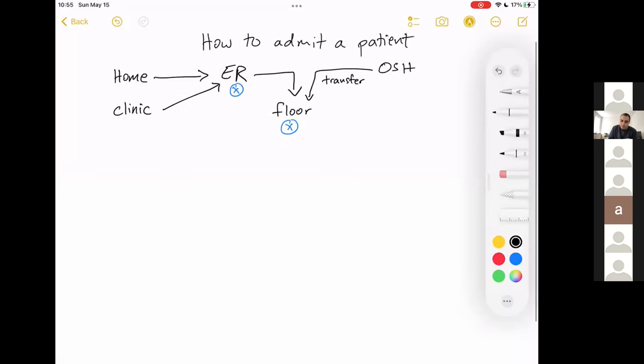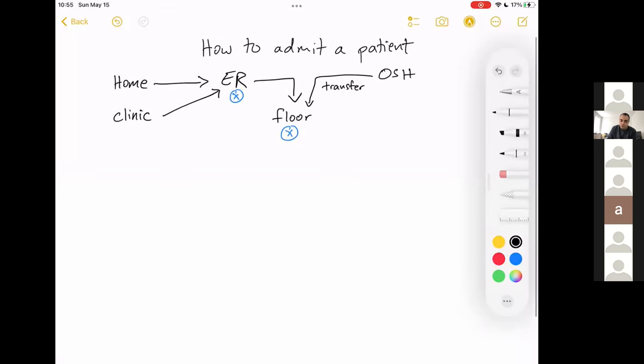Okay, so this is kind of the flow chart of how patients will eventually arrive to you. Once you get that page, right? You will get paged that patient X needs to be admitted.